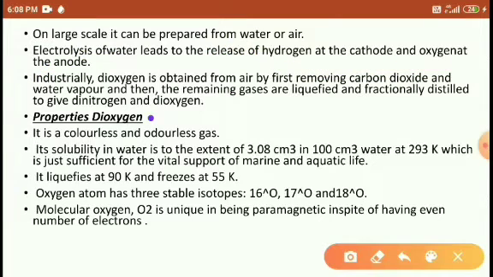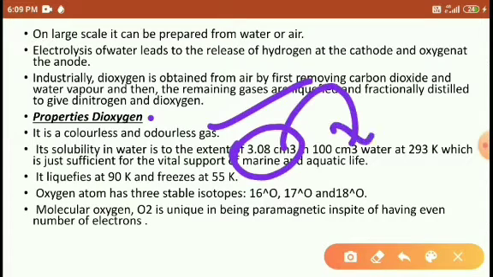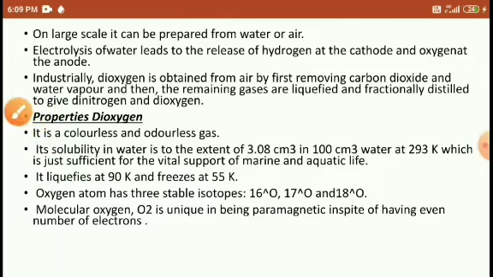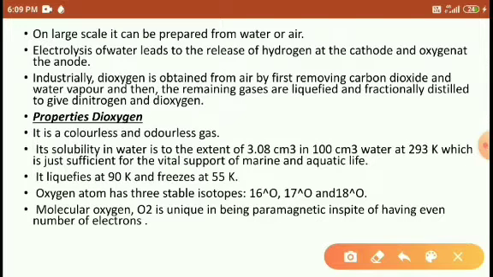Properties of dioxygen: it is a colorless, odorless gas. The solubility is 3.08 cm³ dissolved in 100 cm³ of water at normal temperature and pressure. It liquefies at 90 Kelvin and freezes at 55 Kelvin. The oxygen atom has three stable isotopes: oxygen-16, oxygen-17, oxygen-18.